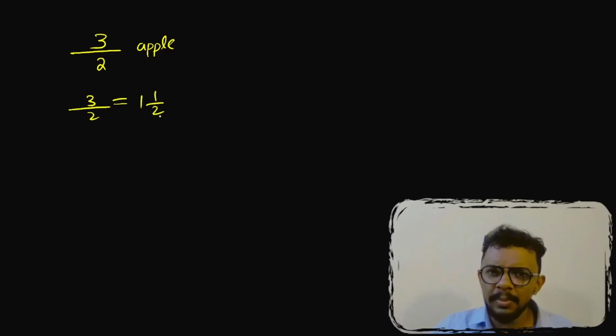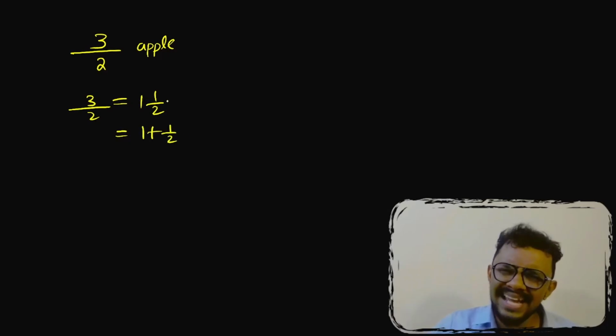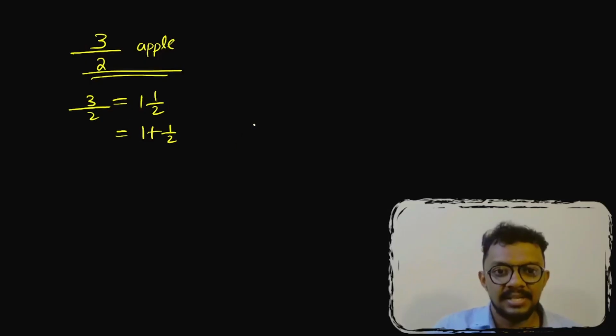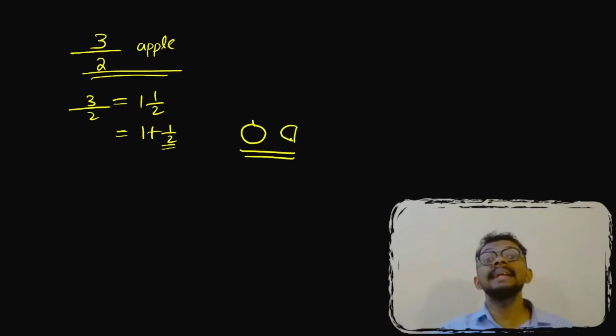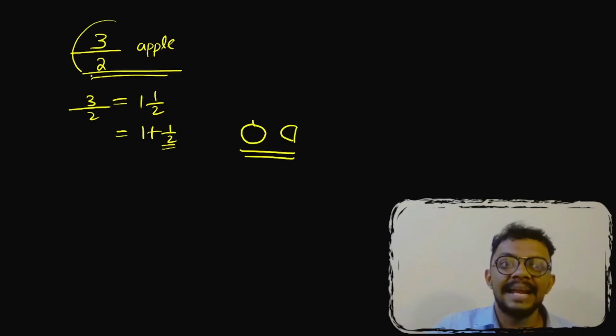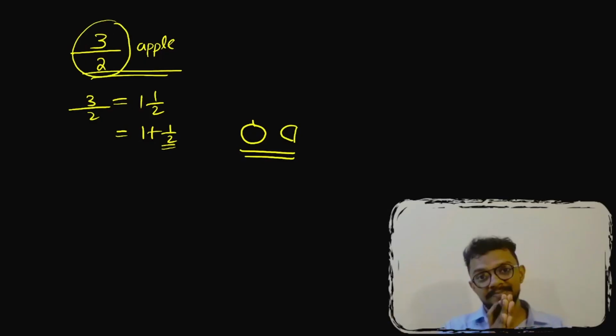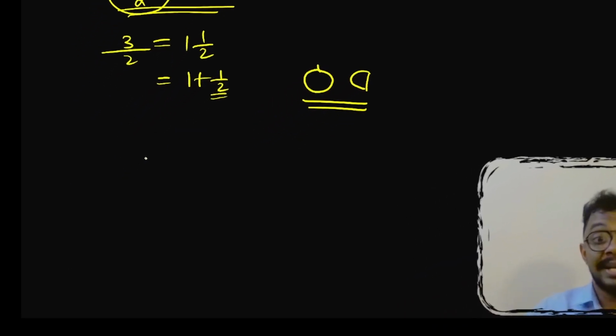What is the meaning of 1 and 1 by 2? 1 and 1 by 2 means 1 plus 1 by 2. So what does 3 by 2 apple actually mean? The answer is 1 full apple plus the second apple I am cutting into two equal parts and taking just one of them. So this much, one and a half apples together, is called a 3 by 2 apple. That's an example of an improper fraction. Do you need more examples? Okay, I will give you another example.